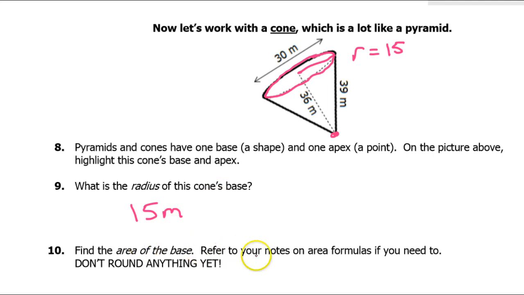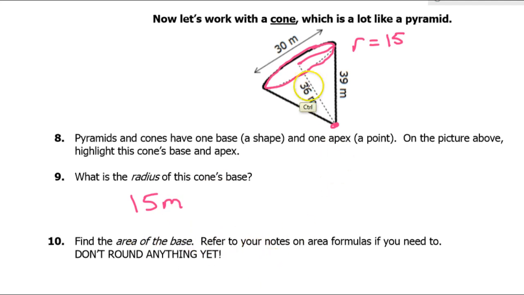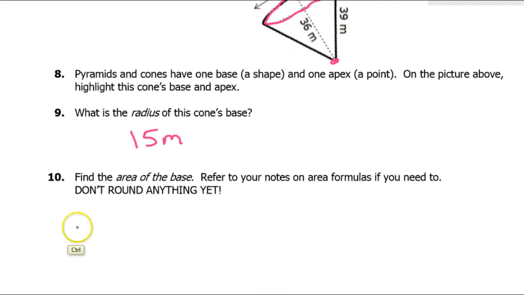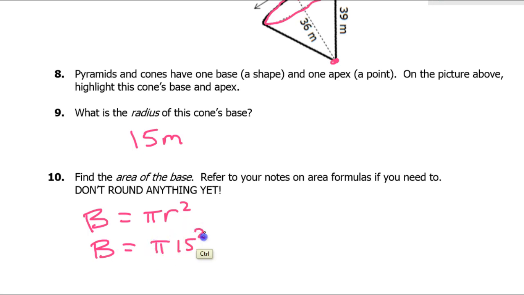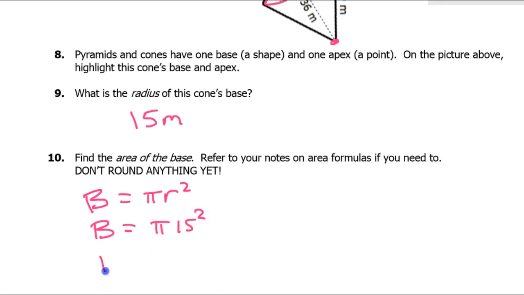To find the area of the base, well, this is a circle. So I'm going to use capital B, which represents the area of the base. And for a circle, that is pi r squared. That's the area of a circle. So the area of the base is going to be pi times 15 squared, which is 225 pi.